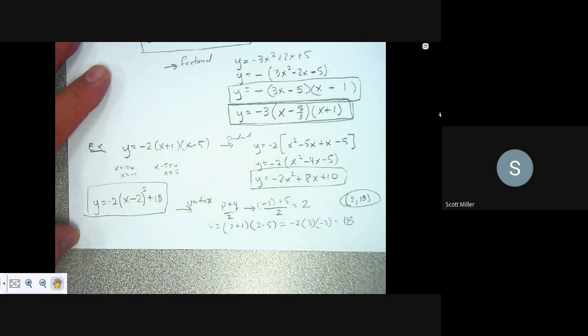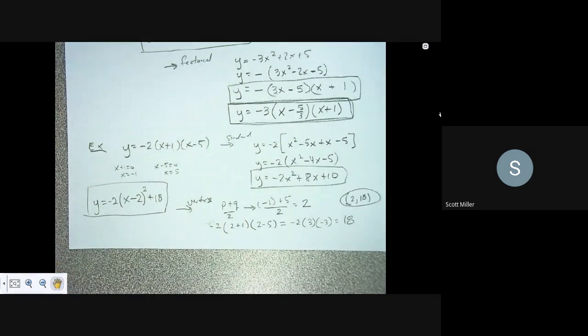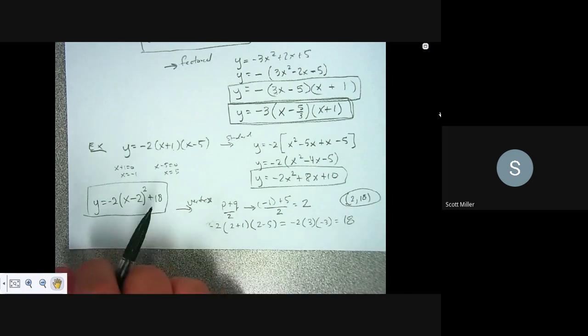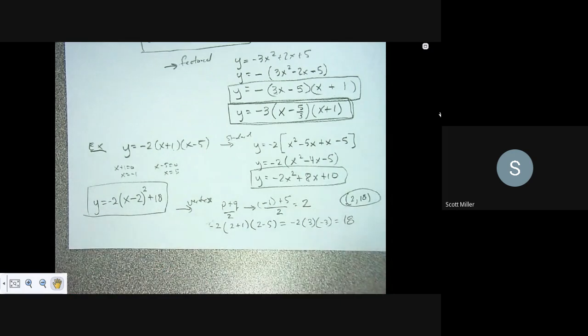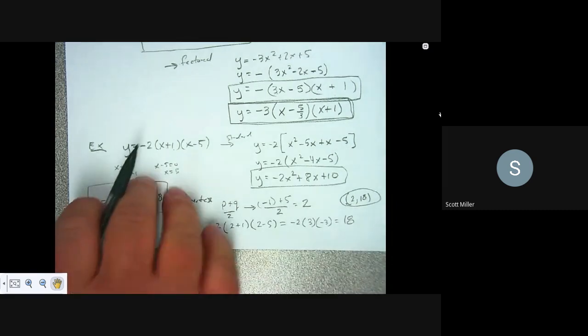And there it is. So these are some things you're going to be asked to do. In addition to that, I'm going to ask you to write equations from information. All right. So let me show you a couple examples I have from that one. Very quickly, one.